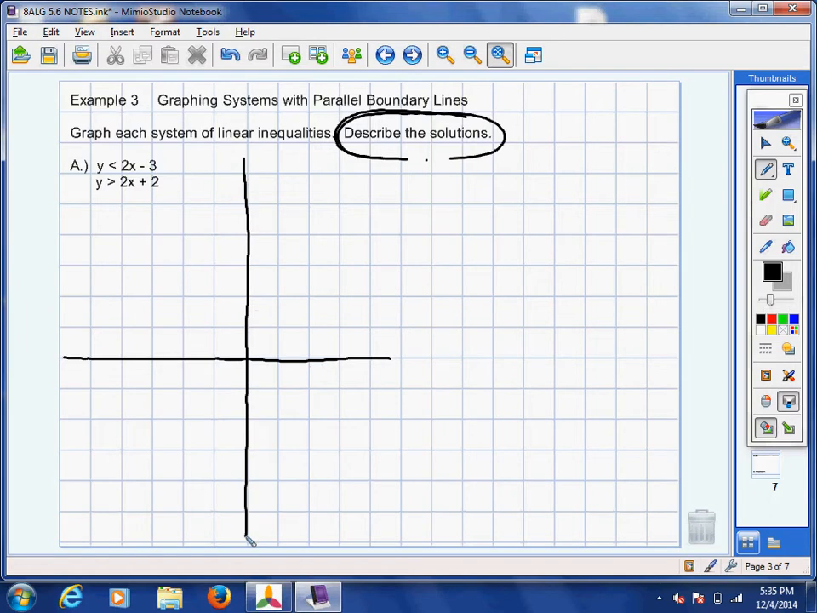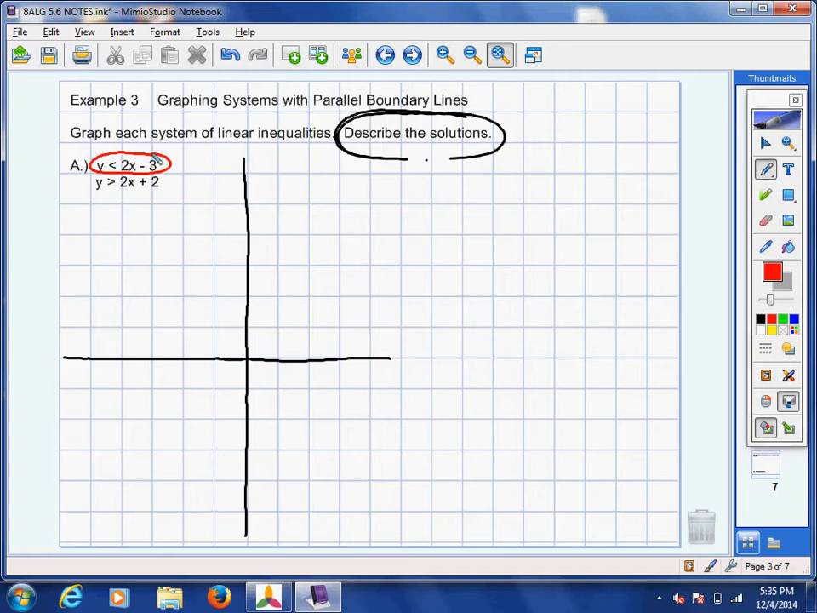They are both already in slope-intercept form, so there's no rearranging. There's nothing else you have to do with these. Now, I am going to color code. In the first inequality, y is less than 2x minus 3, I'm going to do that one in red. So if you have a red pen with you, go ahead and grab that and let's color code together, okay?